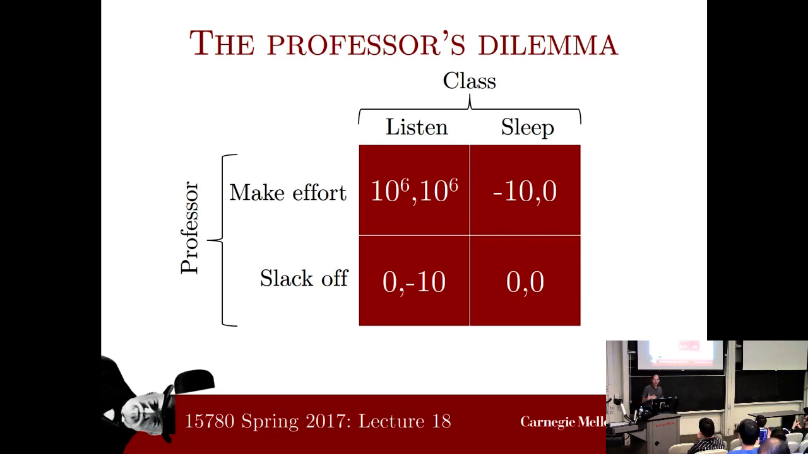But if I make an effort and you sleep, you will get utility 0. You don't learn. I get negative utility because I spend this effort and nothing came out of it. And similarly, if you listen but I slacked off, you spend this effort but didn't get anything out of it, so you get minus 10, I get 0. And if we both slack off and sleep, we both get utility 0. Okay, so the game is kind of similar to the Prisoner's Dilemma. It's also 2 players, 2 actions each. It's symmetric. And the question is again, what would you do? But an even more basic question is, is there a dominant strategy in this game? And if yes or if no, why?